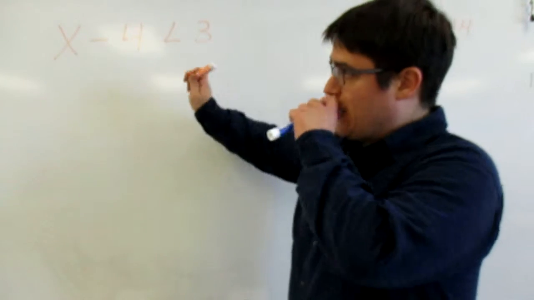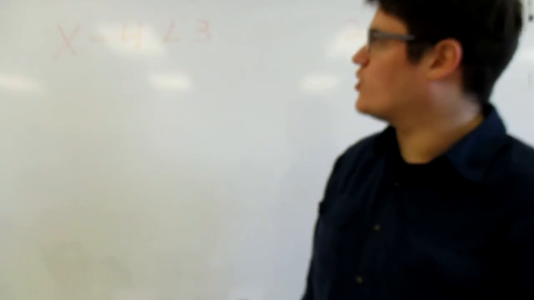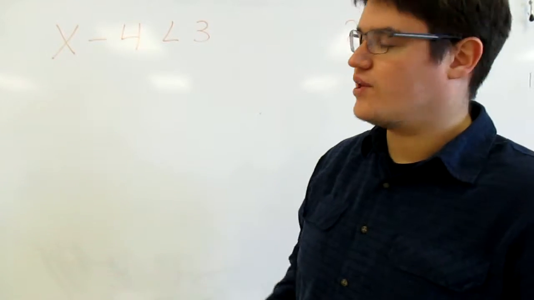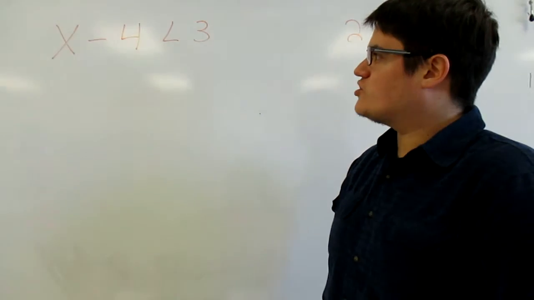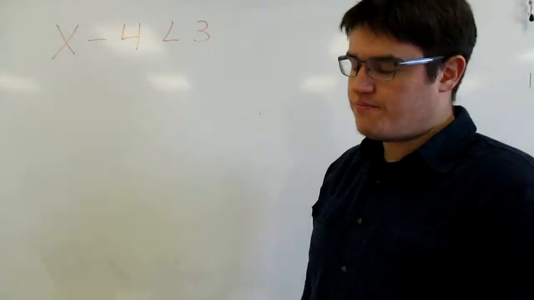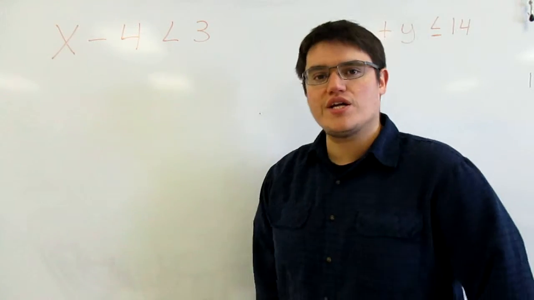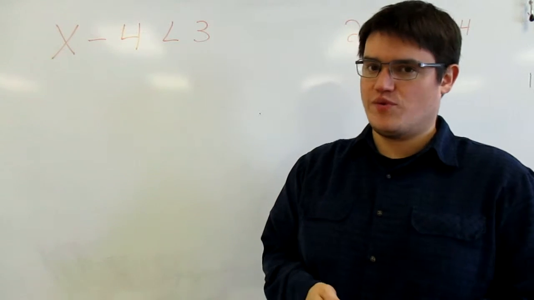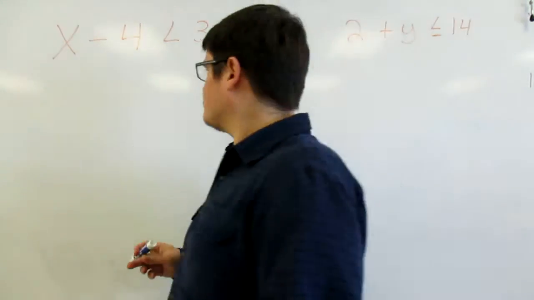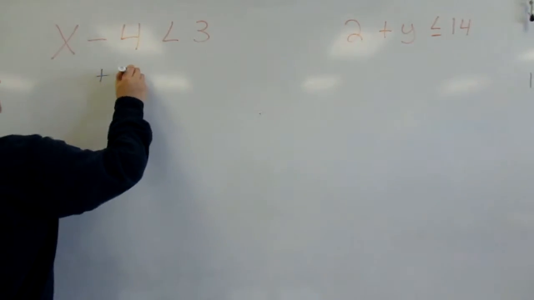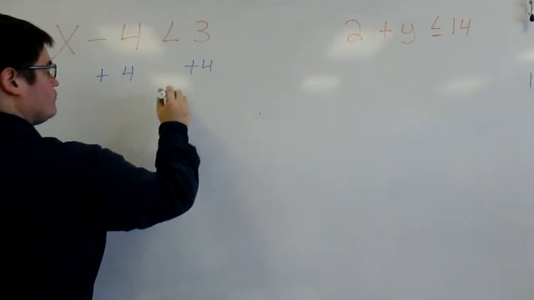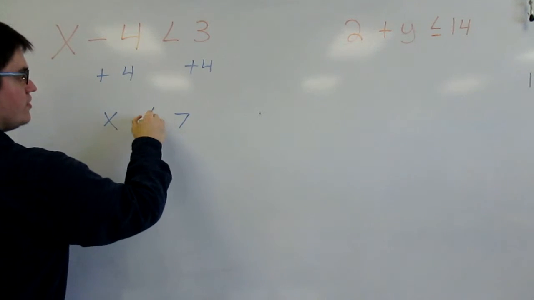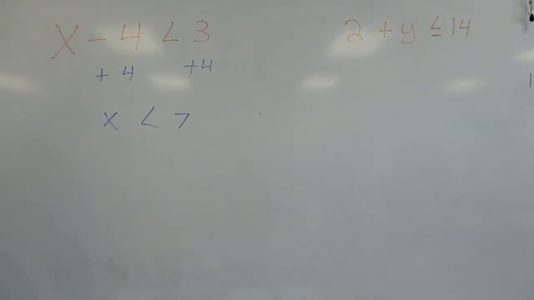So let's look at the first one here. X minus 4 is less than 3. Make sure you have those signs down too. You know the difference between less than and greater than. So if this were an equation, we would just add 4 to each side, call it a day. Well, let's see what happens when we add 4 to each side. So plus 4. I have x. 4 plus 3 is 7. X is less than 7.